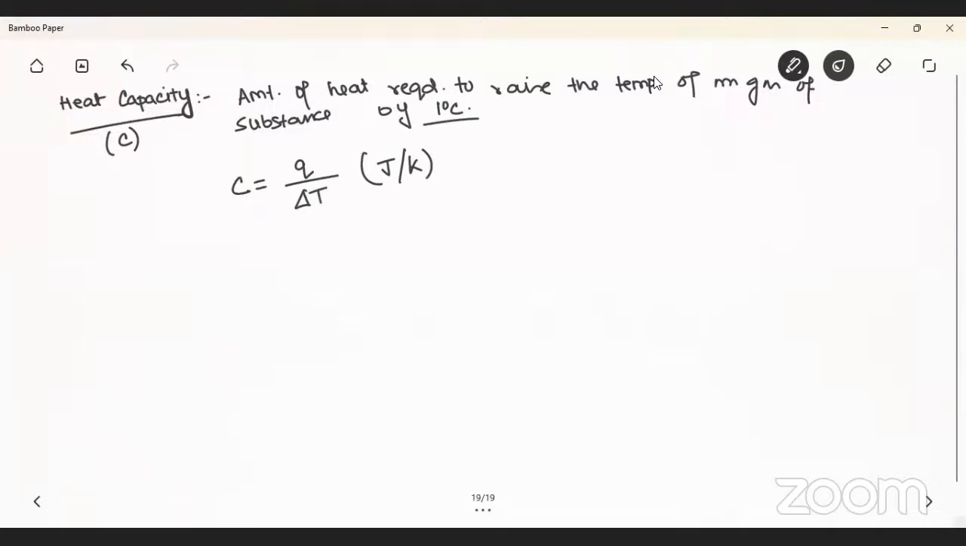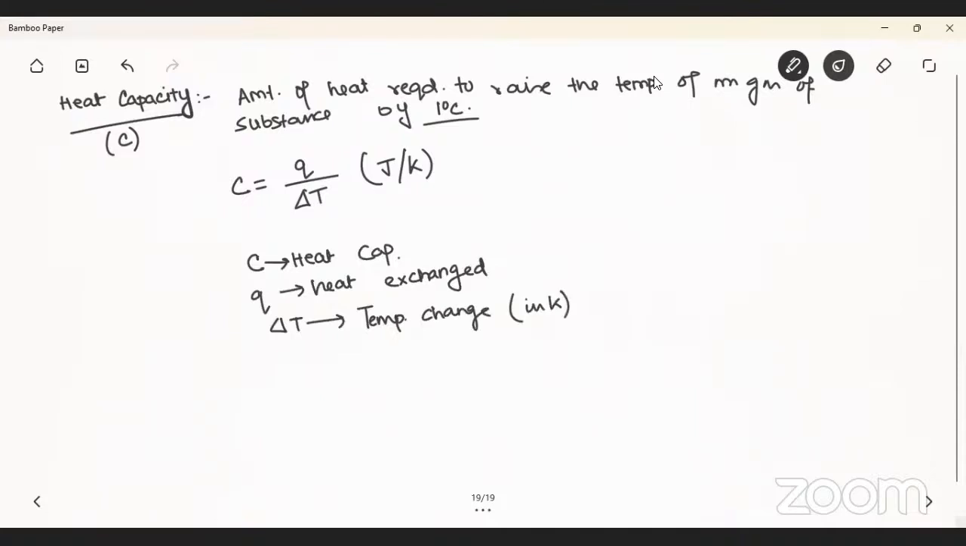Here C is the heat capacity. Q is the heat exchanged. Don't just write Q as heat, write Q as heat exchanged. And for del T, if only T is given, write temperature. If del T is written, write temperature change, in Kelvin. So you have to convert it into Kelvin. Heat capacity, as I told you yesterday also, is an extensive property.